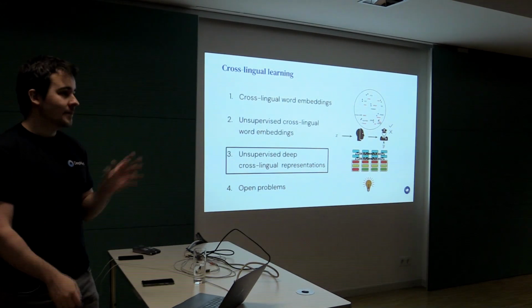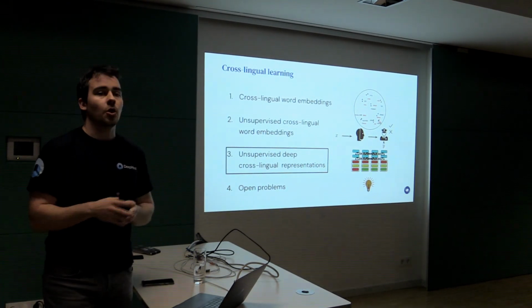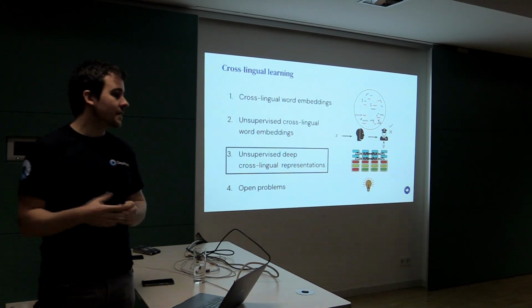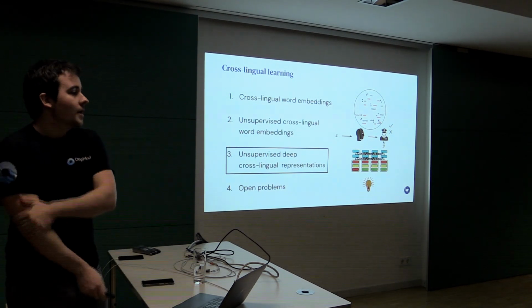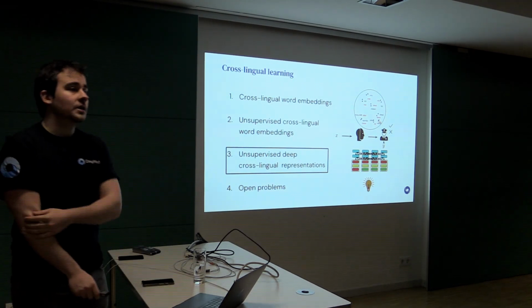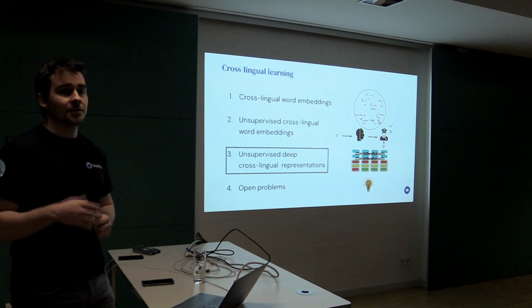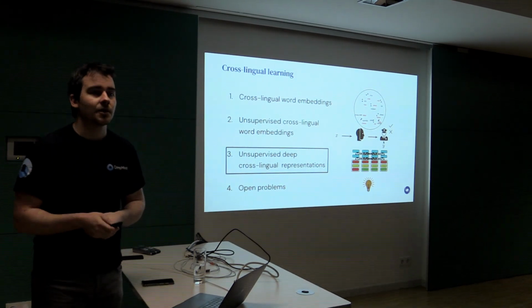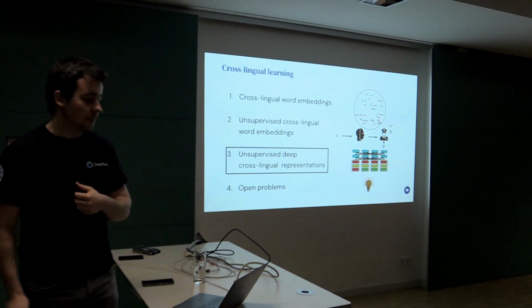Cool. So the talk so far was on representations just on the word level, where we try to learn some sort of cross-lingual embedding space that brings words and their translations close to each other. Now the remainder of the talk is going to be about learning such representations at a deeper level, using more state-of-the-art deep contextual representations in NLP.